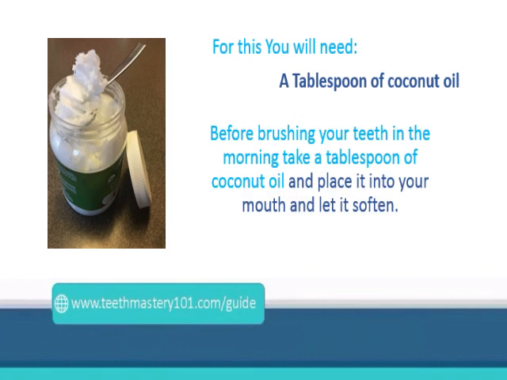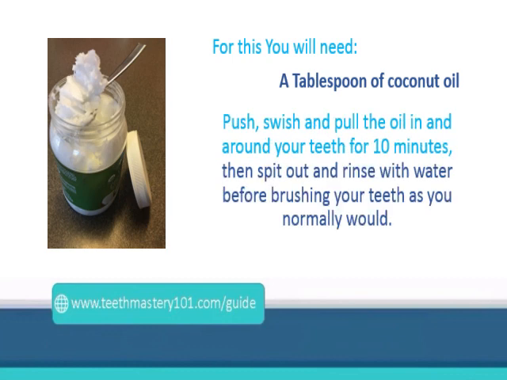Before brushing your teeth in the morning, take a tablespoon of coconut oil and place it into your mouth and let it soften. Push, swish, and pull the oil in and around your teeth for 10 minutes. Then spit out and rinse with water before brushing your teeth as you normally would.